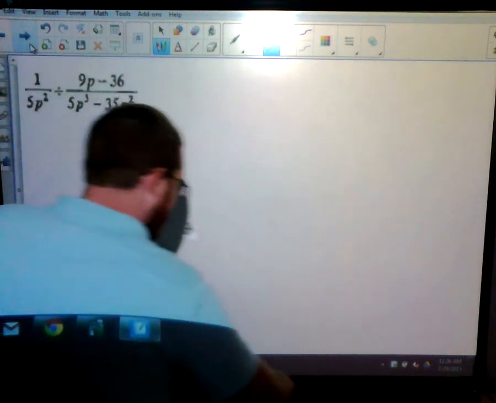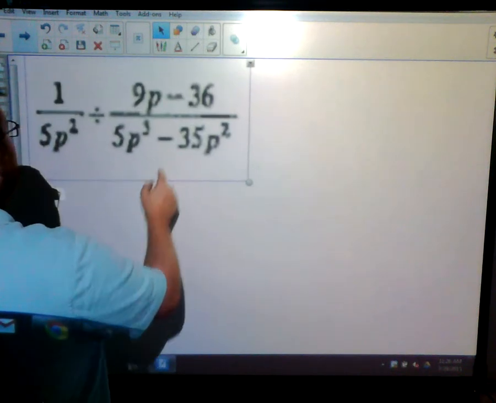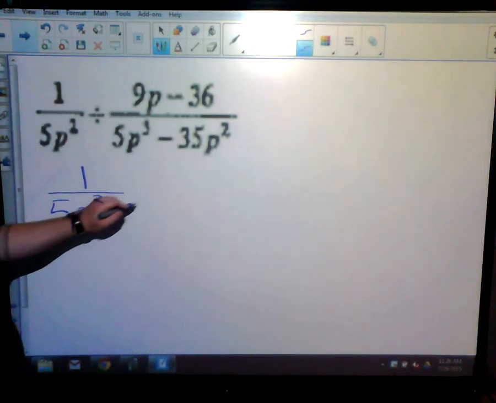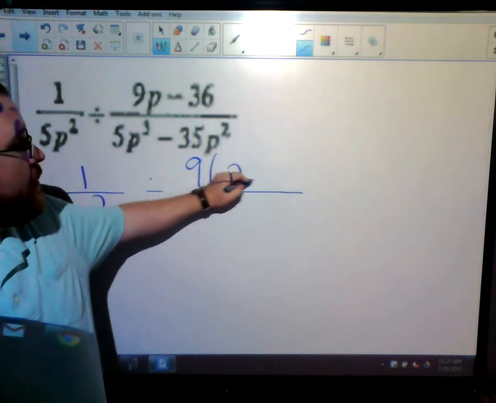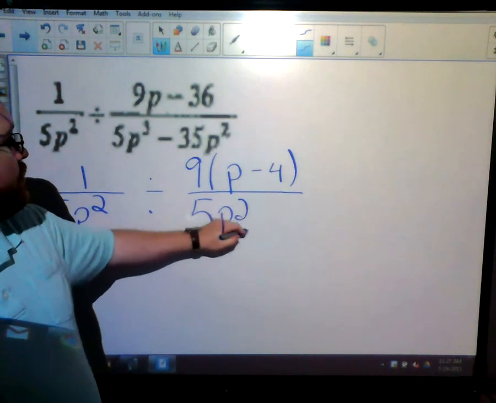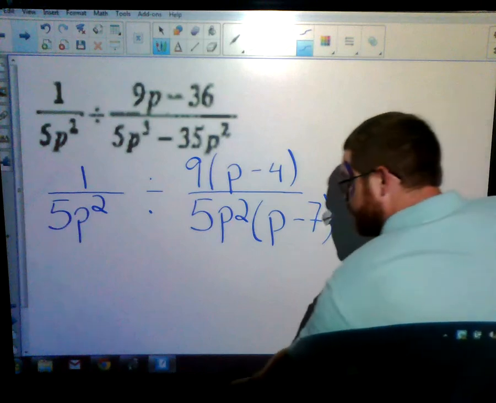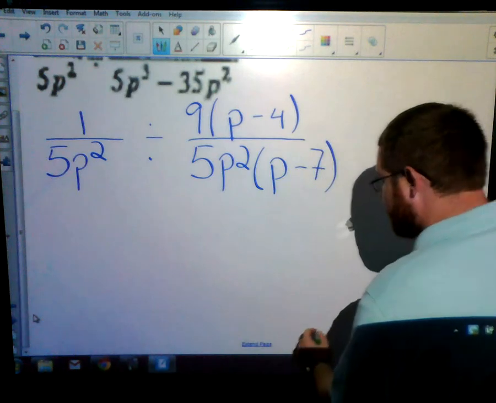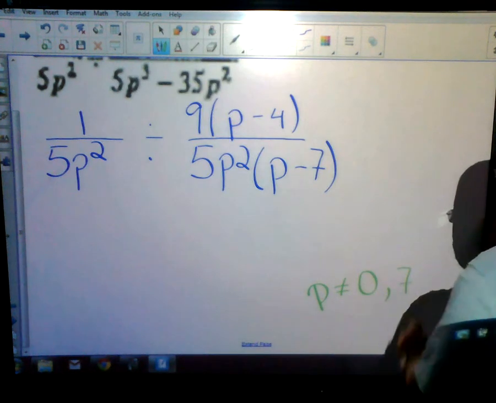The next one is a division problem. So it's going to be a little bit longer, but not much. So 1 over 5p squared won't factor. This one will though. 9p minus 36, GCF 9, that's p minus 4, over, this will be 5p squared, p minus 7. So let's list the restrictions in my answer. In my final answer, my restrictions are going to be p cannot equal 0 or 7.